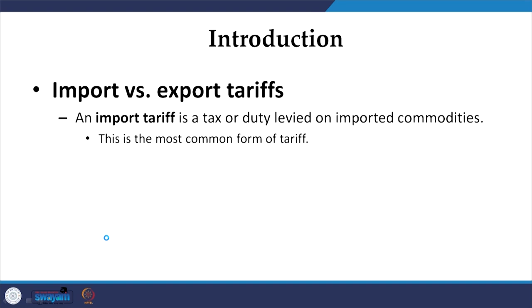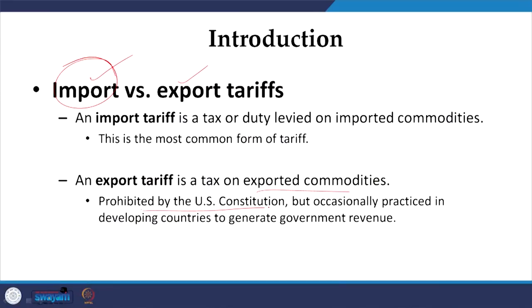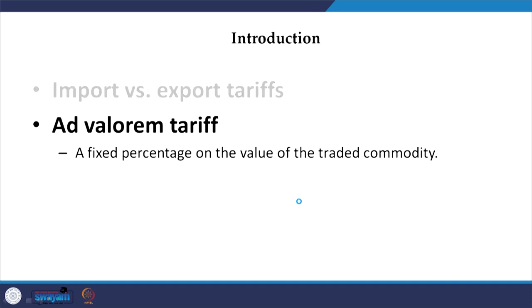Though tariff can be imposed on both, the usual practice is on imports, because if you impose tariff on imports, this will restrict the imports to the country, and this helps in improving the balance of payment situation, helps in domestic protection, and helps through many other channels. So the most common form of restriction or protectionism is tariff. Export tariff is a tax on exported commodities, prohibited by the US constitution, but occasionally practiced in developing countries to generate government revenue. Okay? So developing countries also practice this.